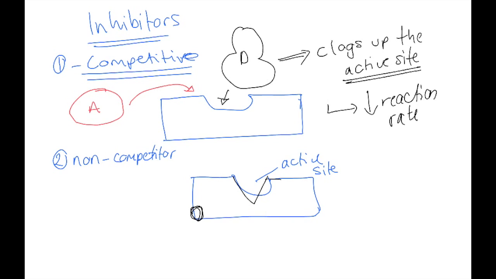So this non-competitive inhibitor binds to an allosteric site. It's not our active site, it's a different site, but it changes our active site. So now our active site is no longer complementary.